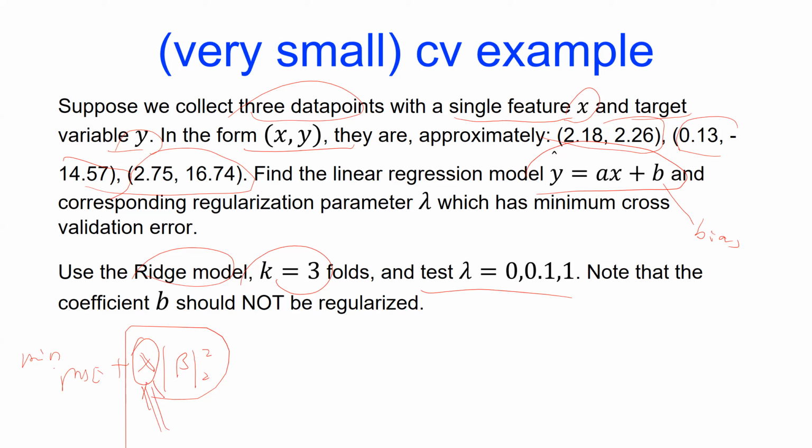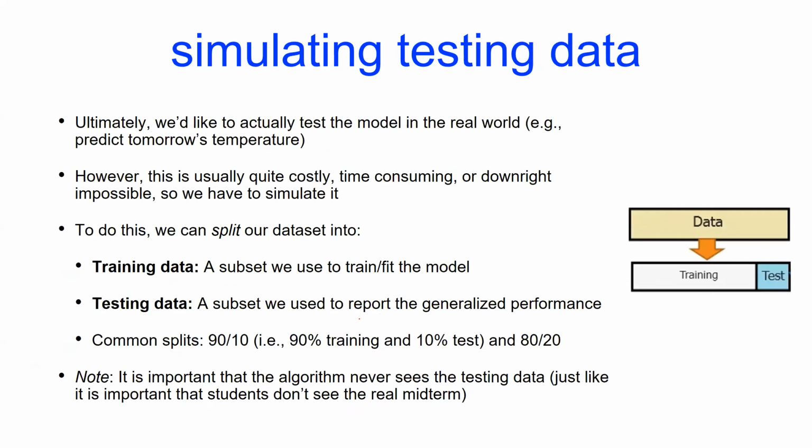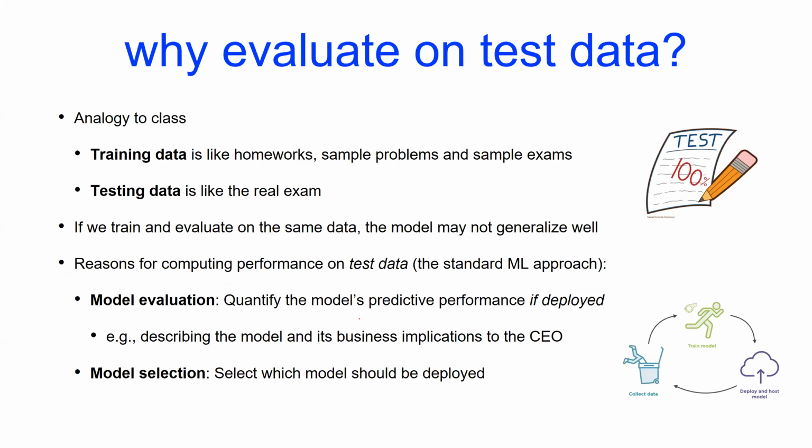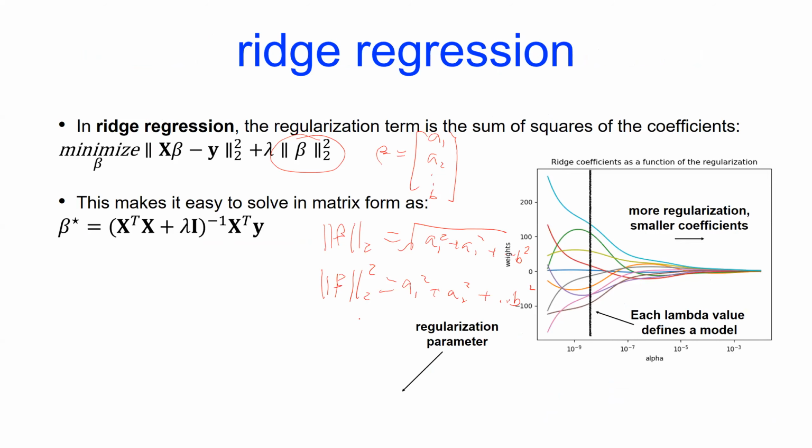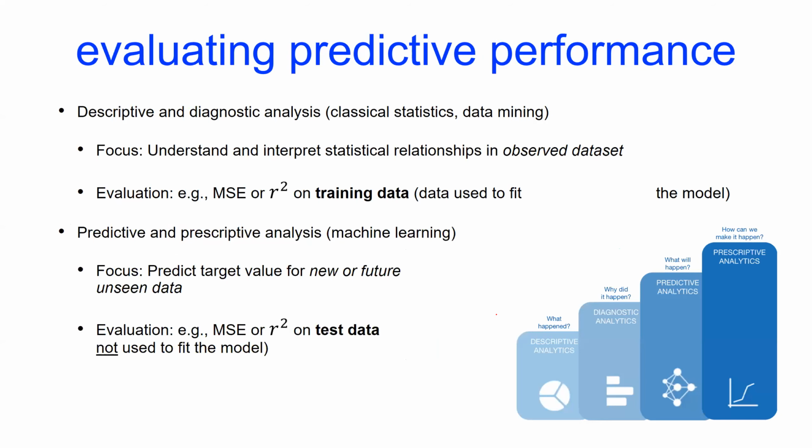I think I made a mistake in my example. In my example, I put the B into the regularizer. Actually, B should not be part of the regularizer. This is the mistake I made at the beginning here. Sorry, this B should not be here. So we only regularize the A part. Apologize for the mistake.